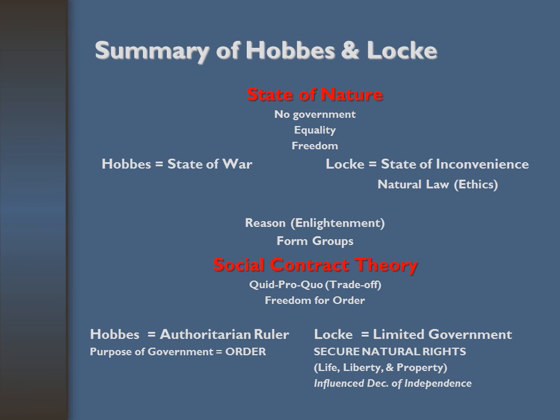For Locke, it would be to contract with a limited form of government and to secure our natural rights, our rights to life, liberty, and property. And if you think about it, which theory ultimately influenced our system of government? That's right, it's Locke's, folks. Who's more important, Hobbes or Locke? It's actually Locke. This influenced the Declaration of Independence.